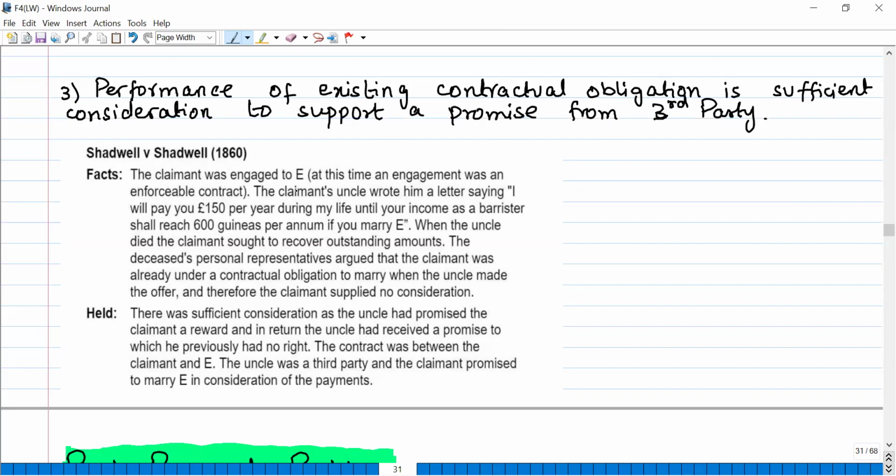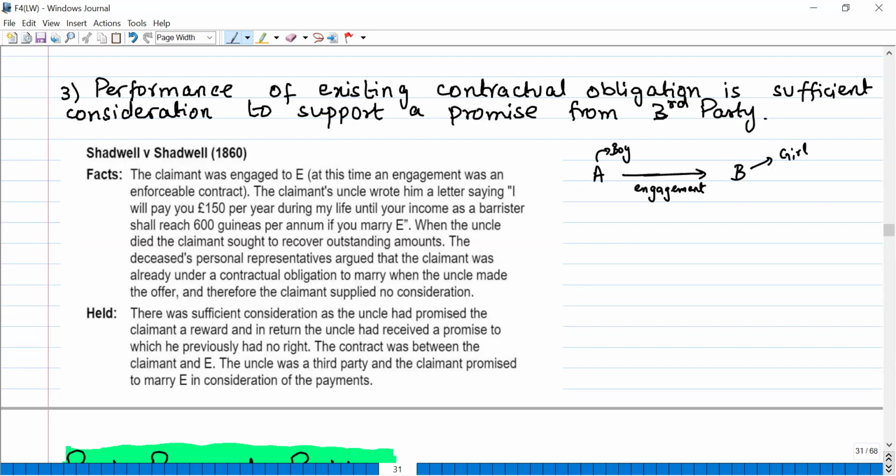The claimant was engaged to E. At that time, an engagement was an enforceable contract. So let's say there was a boy A who was engaged to a girl B. A was a boy, B was a girl, and they had an engagement. An engagement in 1840 was a contract that two people who got engaged were bound to get married. So it was a valid contract at that time.